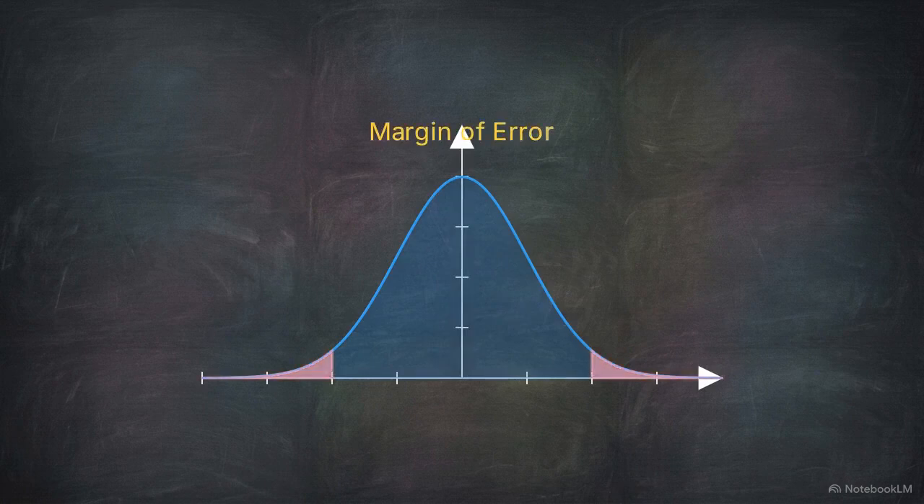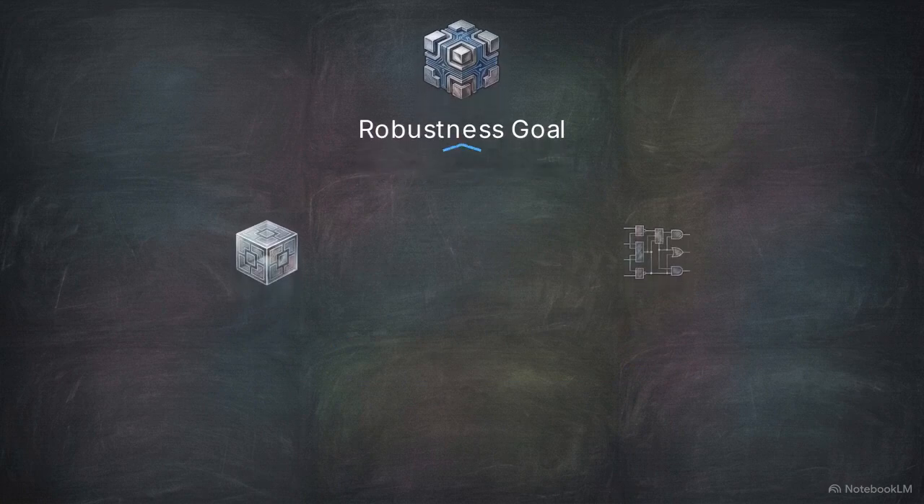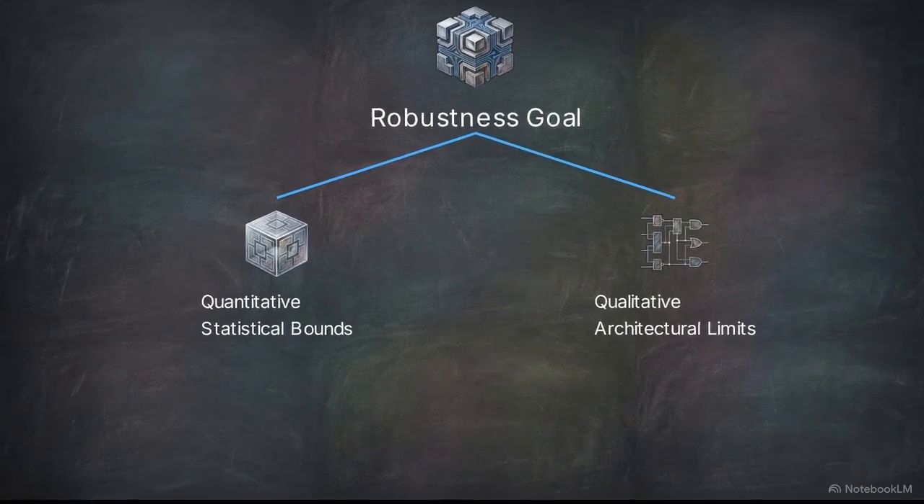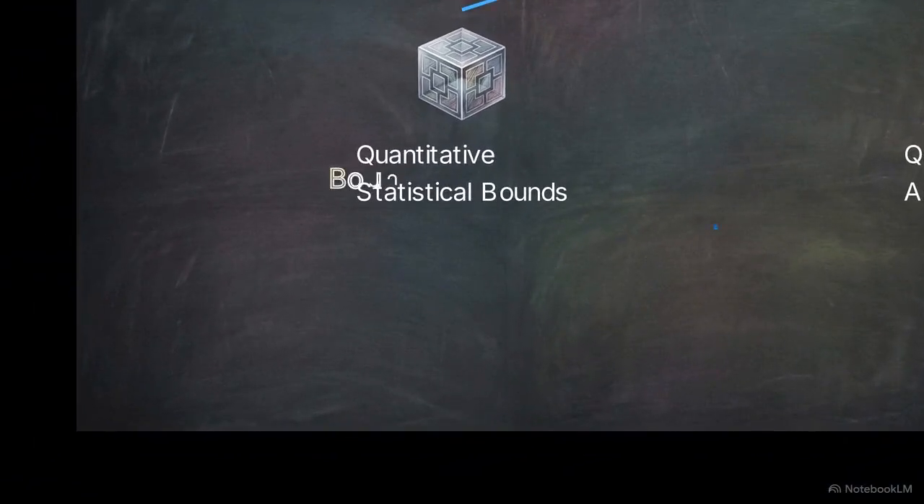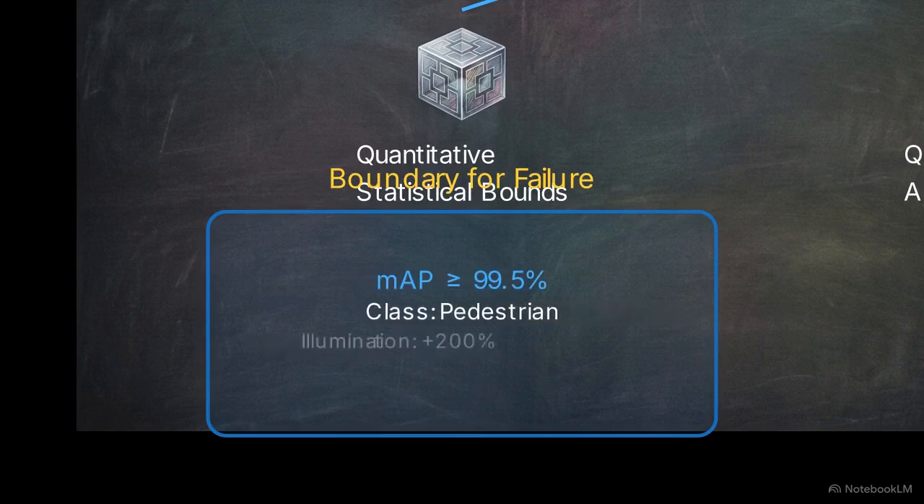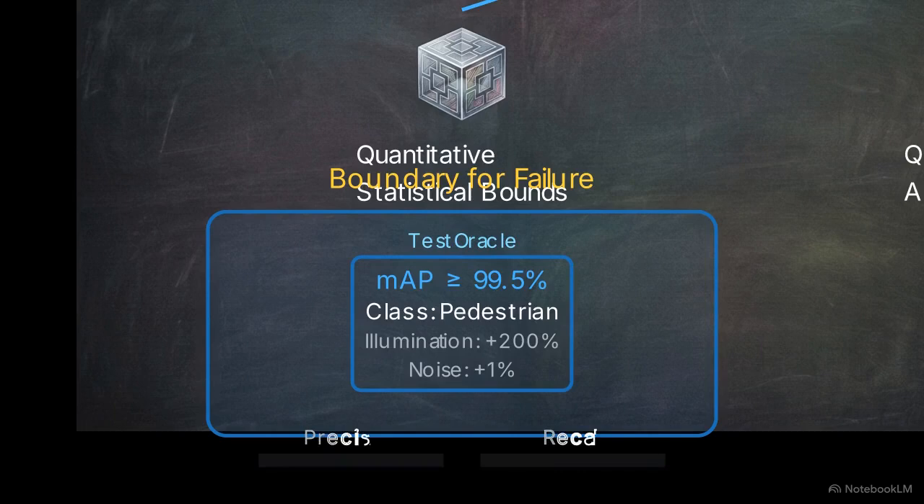To bypass this impossibility, Clause 9 mandates that the safety requirement be split into 2 parallel streams: quantitative statistical bounds and qualitative architectural limits. The quantitative track establishes a precise statistical threshold that acts as a boundary for failure. For the vision system, the requirement states it must maintain a mean average precision, or MAP, of at least 99.9% for the pedestrian class during a 200% localized illumination spike injected with 1% pixel noise.